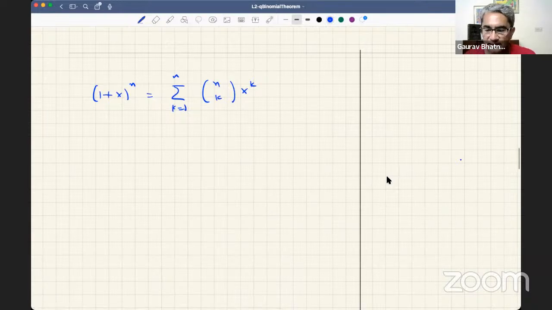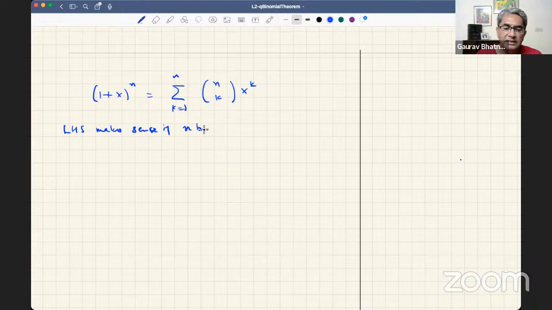So this is the result. This is the binomial theorem, and we want to generalize it or guess what the answer would be if n is not a non-negative integer. So if n is a, the left-hand side has no problem. The left-hand side makes sense if n is replaced by a, and a could be a real number or even a complex number.